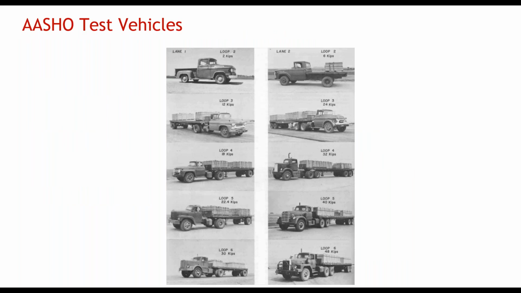Here you see some of the pictures of the vehicles that were used in the AASHTO road test. They range from a pickup truck that weighed 2 kips or 2,000 pounds to the heaviest vehicle, which was a 48 kip tractor trailer that you see there on the lower right. The current US federal limit for a tractor trailer is 80,000 pounds. So the heaviest vehicle used here was not much more than half as heavy as what's on our roads today.